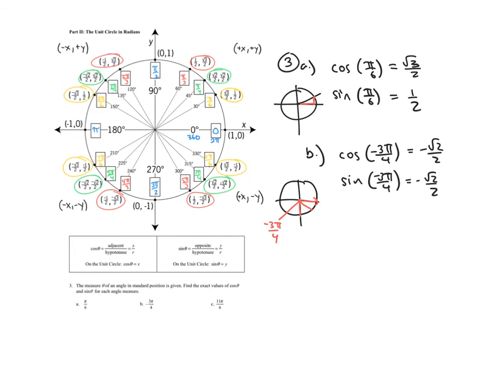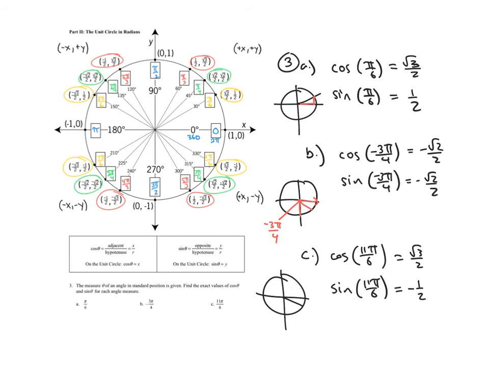And then part C, cosine of 11 pi over 6 and sine of 11 pi over 6. Cosine of 11 pi over 6, the x-coordinate, is going to be root 3 over 2. Sine is the y-coordinate, negative 1/2. So again, at 11 pi over 6, which is down here, it's the long x and the short y, as opposed to the pi over 3s where the x is short and the y is long, and the 1/2 and the root 3 over 2 get switched.